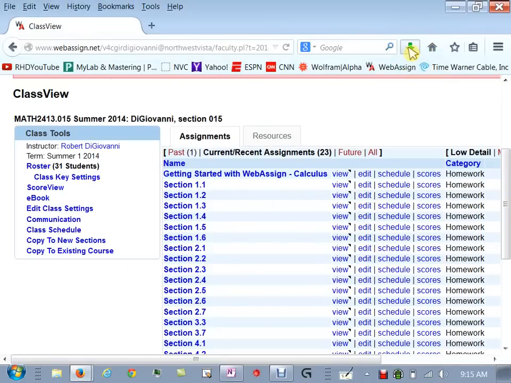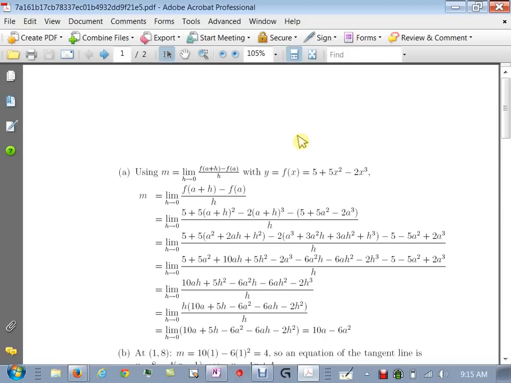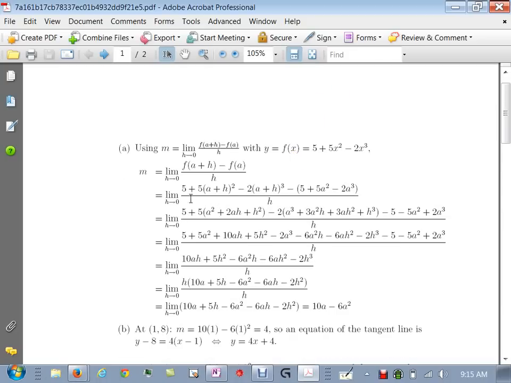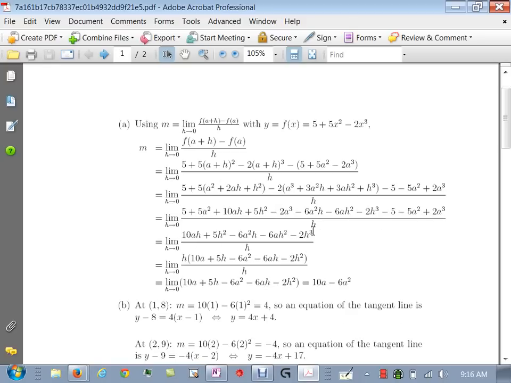Hopefully they used the limit with the h. Let's see. Yes, they did. Okay, so remember we had gotten this here. They expand this out and get this. They expand this out, get this. And then they distribute the 5 through here. They distribute the -2 through here. They clean all that up, and they get this.